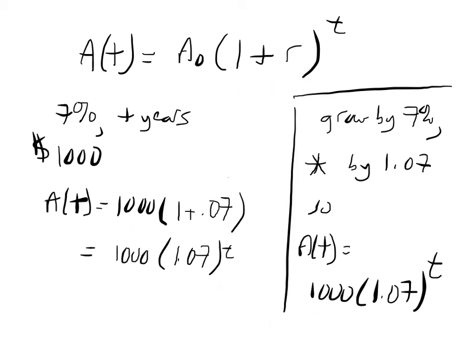It's just viewing the formula, rather than as a multiplicative factor of 1.07, as 1 plus a growth rate. I prefer this method. If you understand what we did before, then it's pretty easy to see why and where the financial formula comes from.